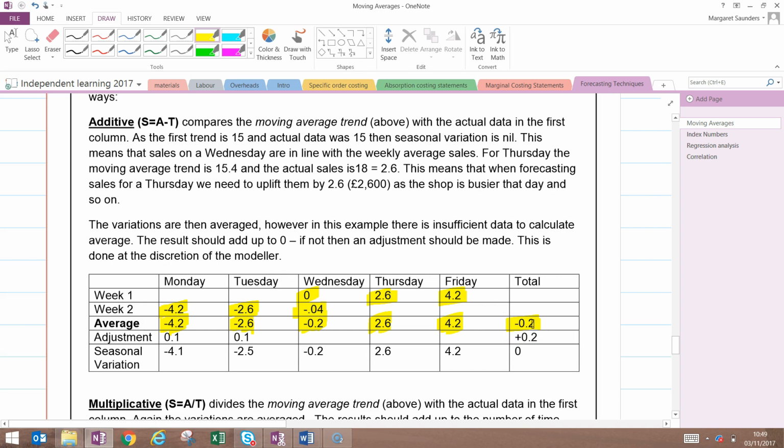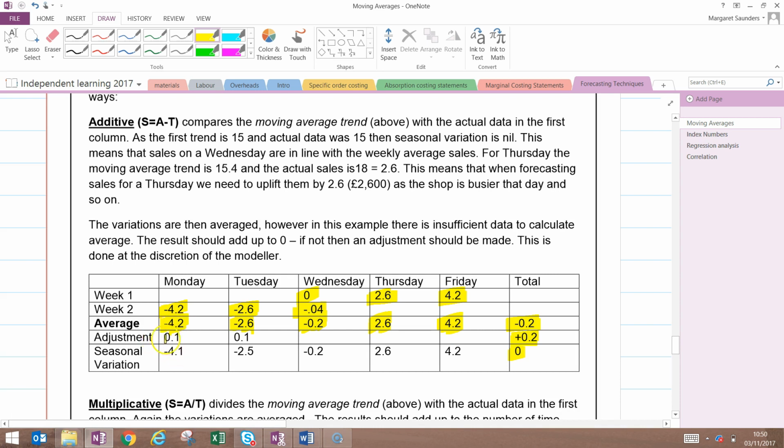So we're going to make an adjustment and make them add up to 0. Because it's minus 0.2, we need to add 0.2 to get it to come to 0. Now how you choose to add that 0.2 is entirely up to you. It is such a small number, it will make very little difference. Here you can see we've added it to Monday and to Tuesday. We could have added it to Monday and Friday. We could have divided 0.2 by 5 and added a little to each day of the week. It really does not matter. We are talking about very, very small figures. We're also using averages and moving averages, so the accuracy is fairly low in what we're doing.